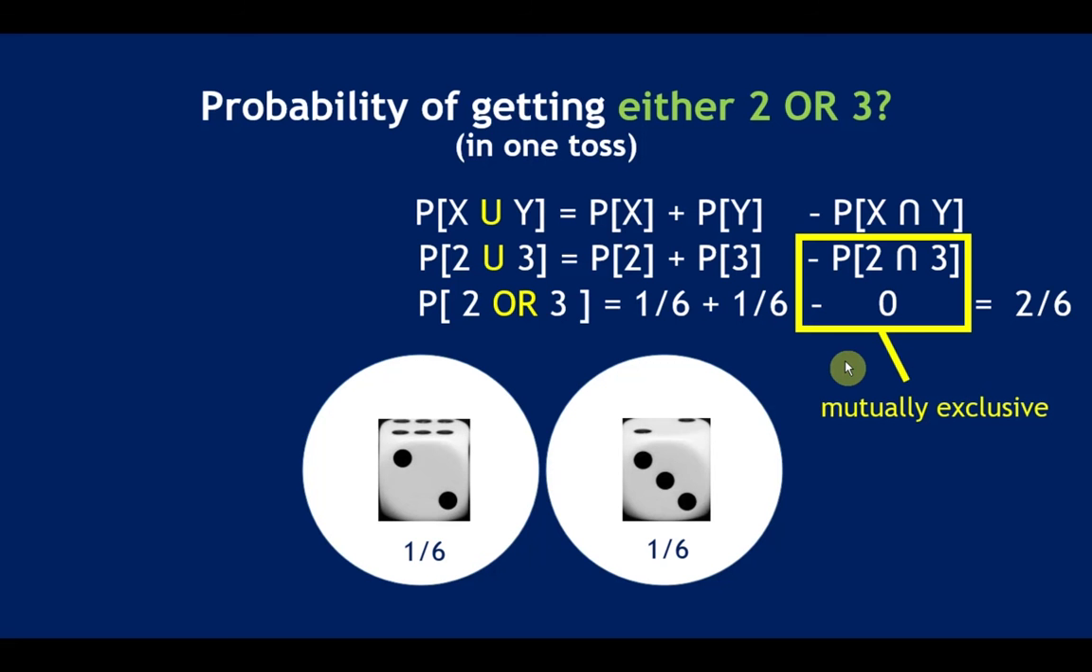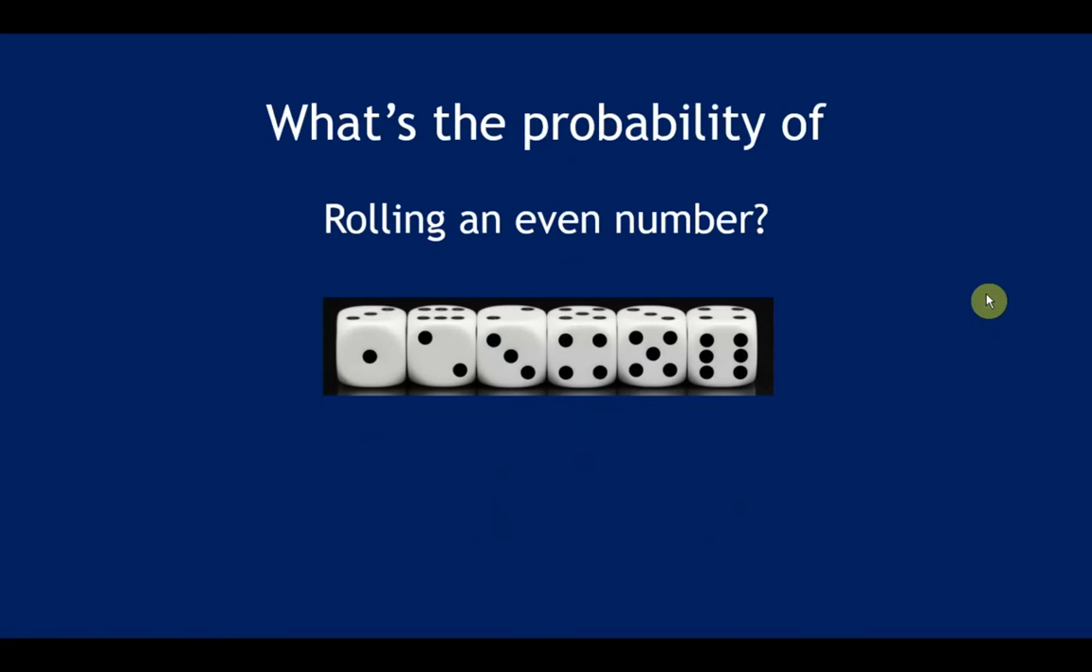The probability of getting either 2 or 3 will be using the addition rule. So you will have to add up the probability of 2 and the probability of 3. Each one is 1/6, and then you will have to subtract the overlap. However, because these two events are mutually exclusive, the overlap is 0, so you will subtract 0. And so the answer is 2/6. Again, this is the application of the addition rule.